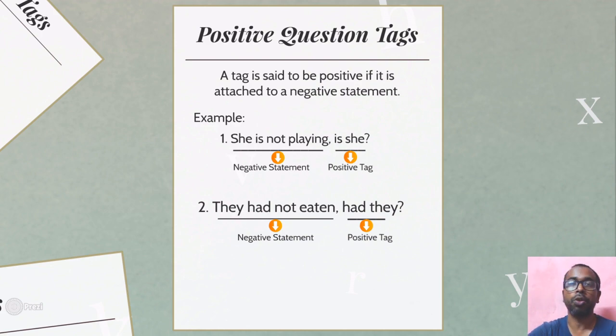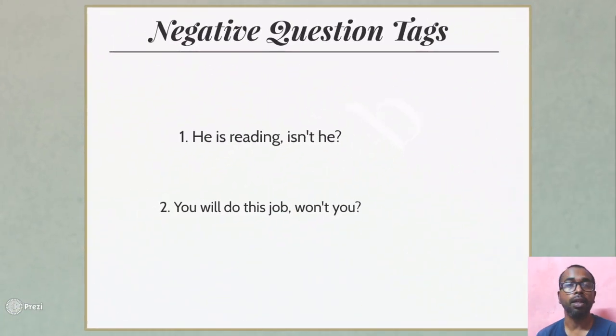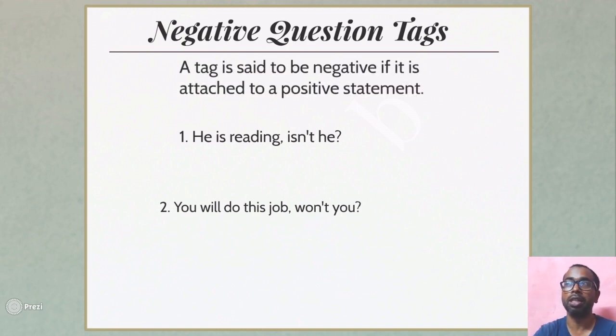Let's move on to the next part, that is negative question tags. Here you can see the heading, and I have already given some examples there for you to understand, but let me explain a bit more in detail. What is a negative question tag? A tag is said to be negative if it is attached to a positive statement.